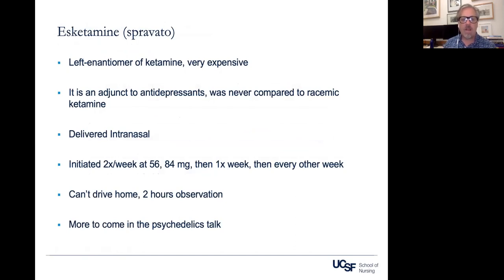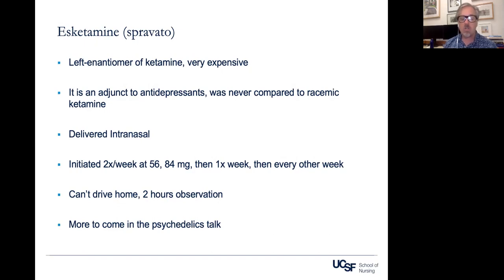I'm going to talk briefly about S-ketamine and talk more about it extensively in the psychedelic assisted therapy module. S-ketamine has come onto the market in the last year or so. This is the left enantiomer. If you go back, remembering your pharmacology, this is the left-handed molecule of ketamine. It's very expensive, running, depending on who's buying it, between $300 and $800 per dose. Again, this is an adjunct to antidepressants. It was not used as monotherapy, and it was never compared to racemic ketamine, which is the generic cheap ketamine.